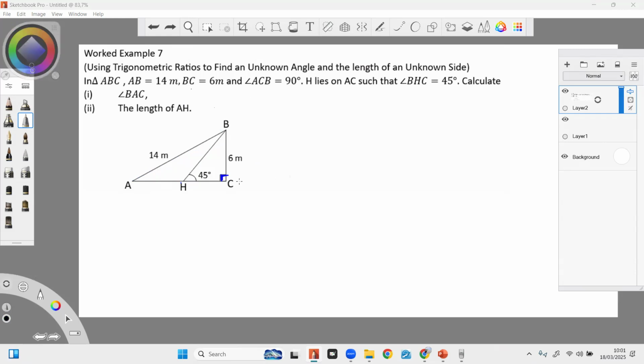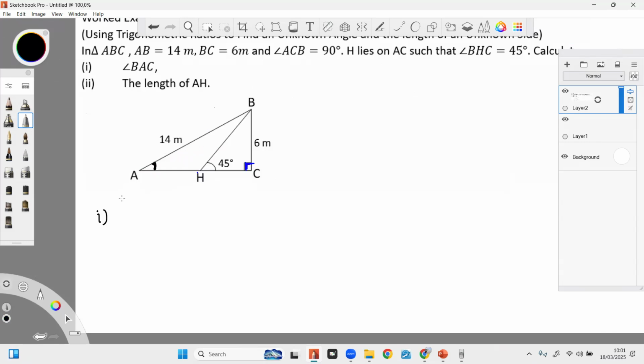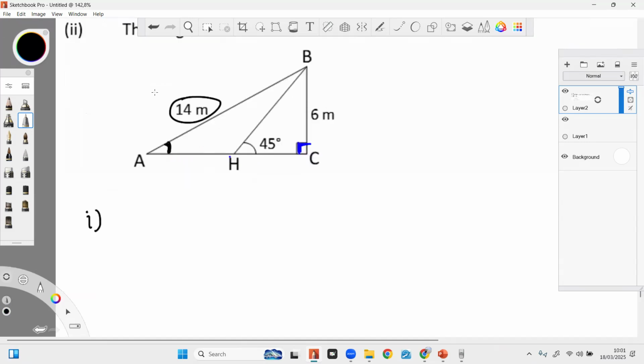Now, BC is 6, it's given. AB is 14 and angle ACB is 90, and H lies on AC such that angle BHC is 45. Calculate the angle BAC here. How do you find this angle, part 1? Look at the greater triangle, right? So we have the 14 and 6. What is the 14? Hypotenuse. What is 6? Opposite, because on this triangle, on this angle. So sine BAC equals opposite 6 over 14.